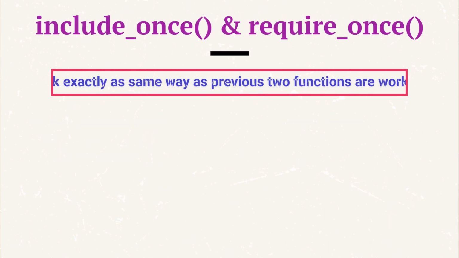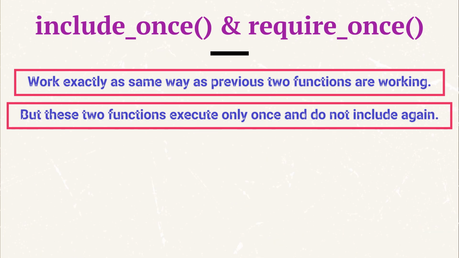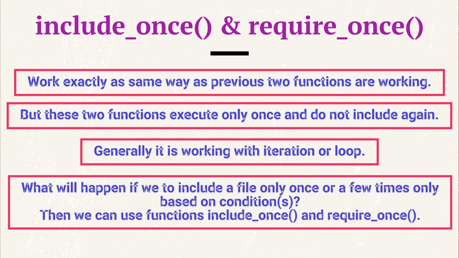The functions include_once and require_once also include a PHP file into another PHP file. But as the name suggests, the word once means only one time, so these functions include the files only once. The previous functions include and require also include the file only one time. So what is the difference?